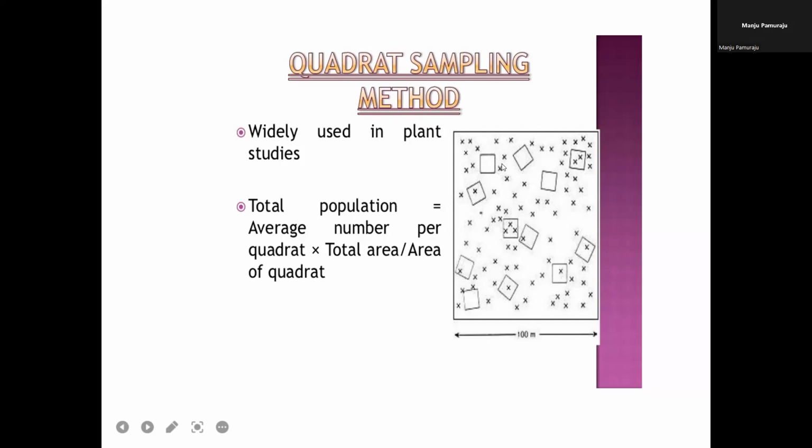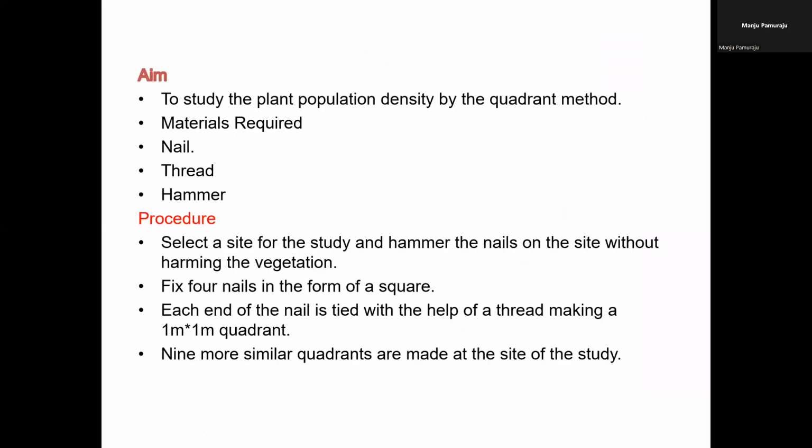So in that area, we are counting the number of species present. Here in this, no species are there. Like that, in each one, we are counting the number of species present in a particular area. So it is generally used for small species that we cannot easily count. Here I will explain this in detail.